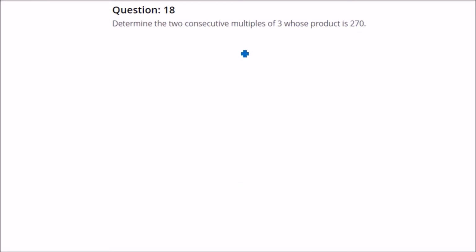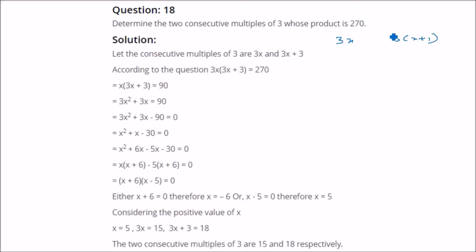Determine the two consecutive multiples of 3 whose product is 270. So for two consecutive multiples of 3, one will be 3x, the other will be 3x plus 3. This is what we have seen in the previous discussion of 5, the multiple of 5 also. Because any number you take, you have to multiply it by 3 to make it a multiple of 3. So 3x and 3x plus 3 are the two multiples of 3, and whose product is given as 270.